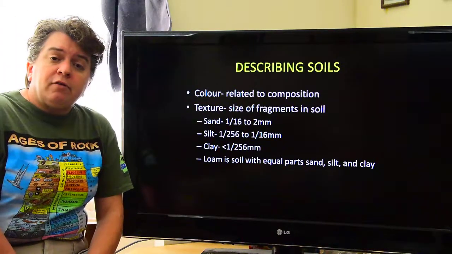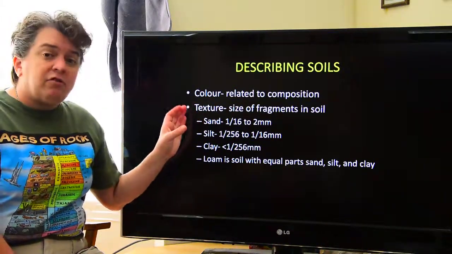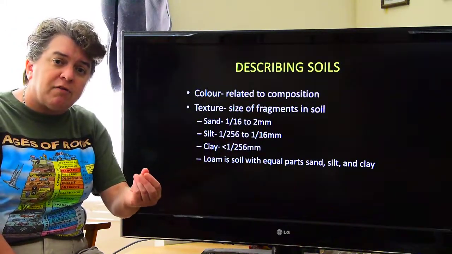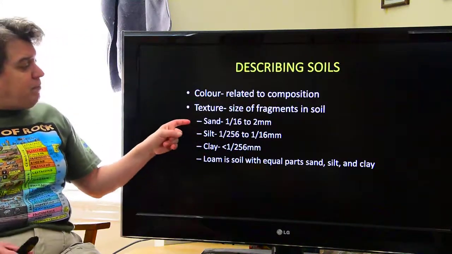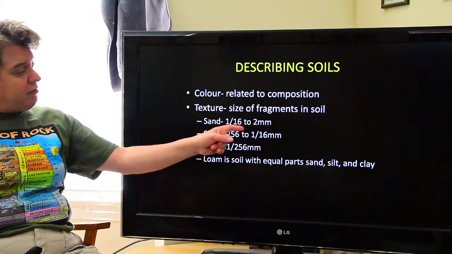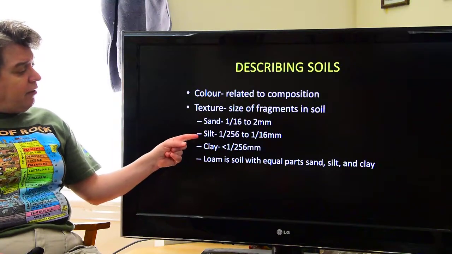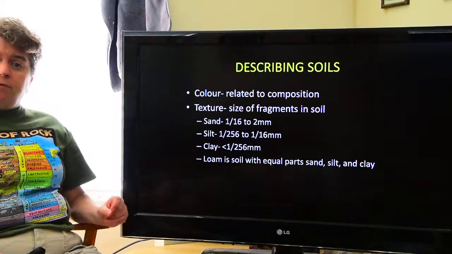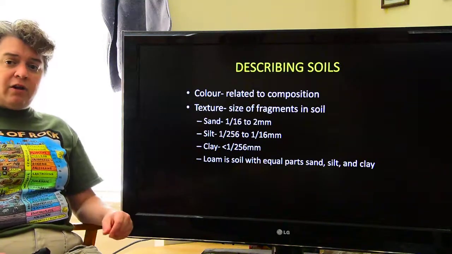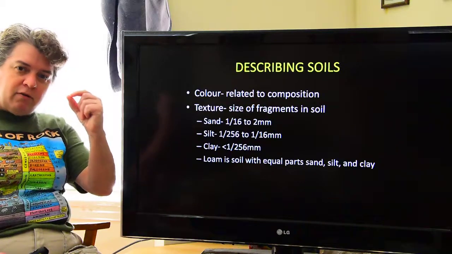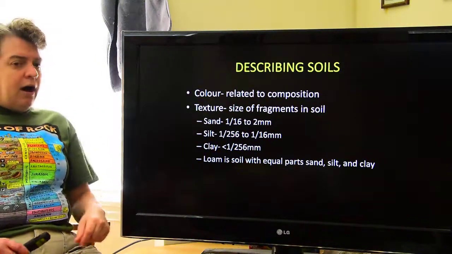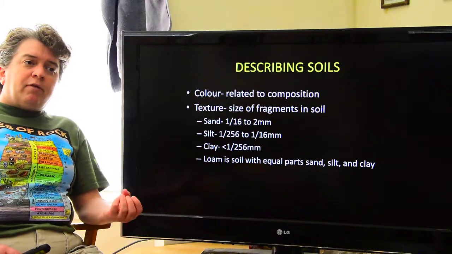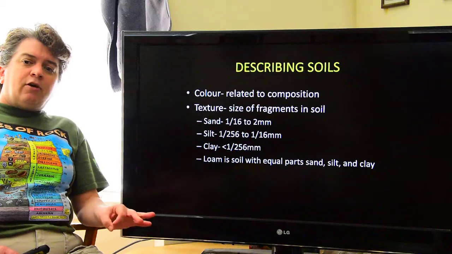When describing soils, we also describe the texture. In this case, texture refers to the size of the little fragments inside the soil. They might be sand, which is 1/16 to 2 millimeters in diameter. There might be some silt, which is smaller than that, all the way down to 1/256 of a millimeter. Or you might have clay, which is the really tiny, microscopic particles. We care about the size of the soil fragments because this is important in agriculture.